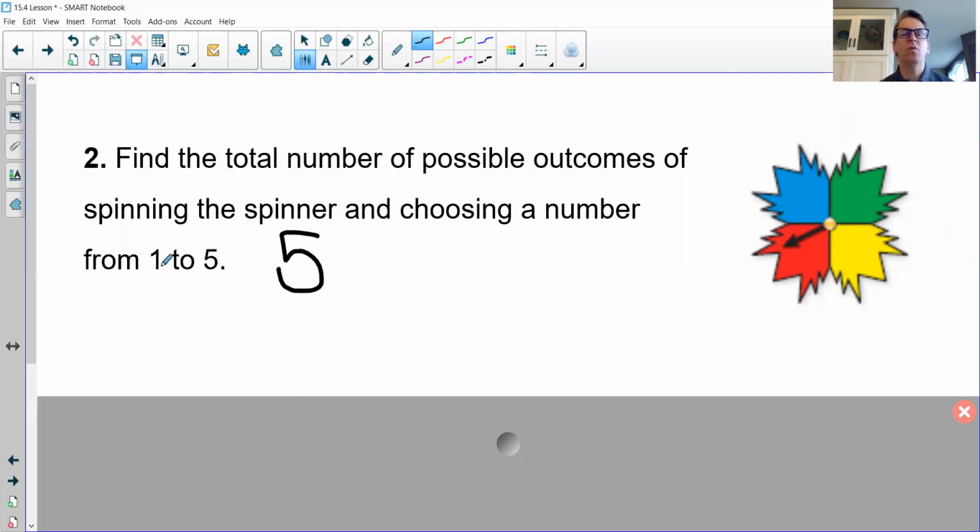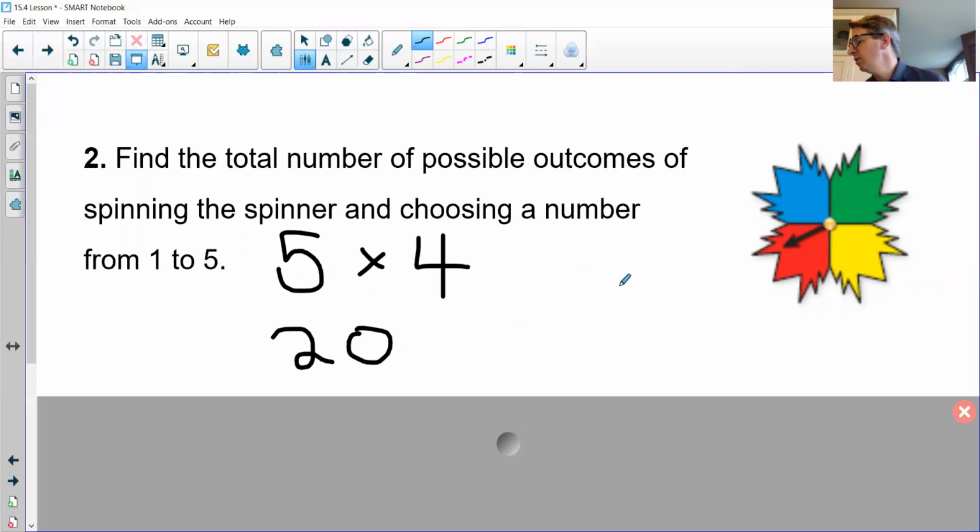Okay, 5 choices: 1, 2, 3, 4, 5. All right. So then we also have on the spinner 4 different spots, 4 outcomes. So you have 5 numbers, 1 to 5, but you have 4 different colors on the outcome on the spinner. So it tells you that you're going to have 20 outcomes for number 2, which would be the total number of possible outcomes of spinning a spinner that had 4 choices and landing on a number from 1 to 5.